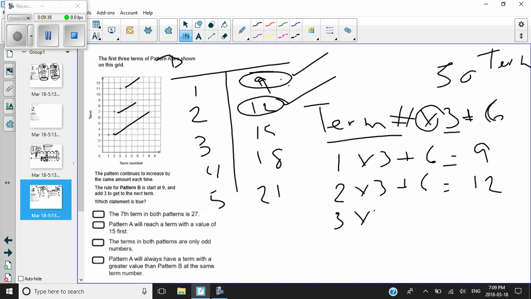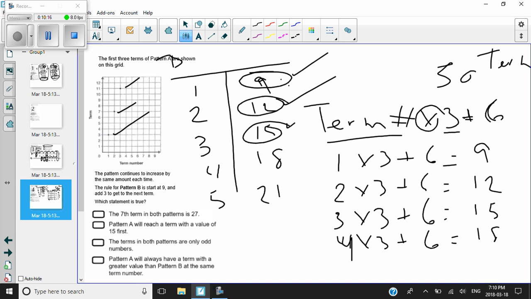3 times 3 plus 6. So 3, 6, 9. I can skip count to get there, or I can use my multiplication. So 3 times 3 is 9, plus 6 more is going to be 15. Does it work? Yes, it does. Check it out. So it matches. Let's just do one more just to be absolutely sure. 4 times 3 plus 6. Pardon my messy writing again, 4 times 3 is 12 plus 6 more equals 18. Guys, we have a rule that works.